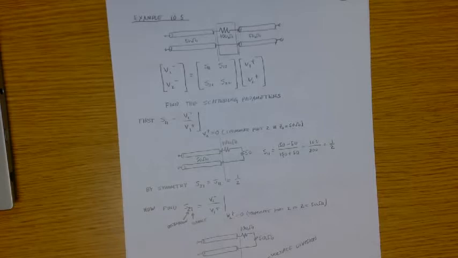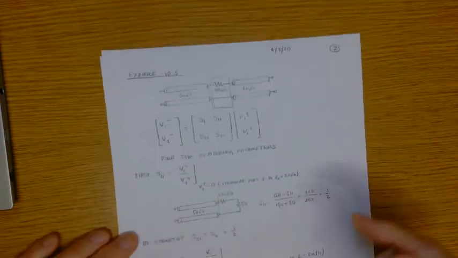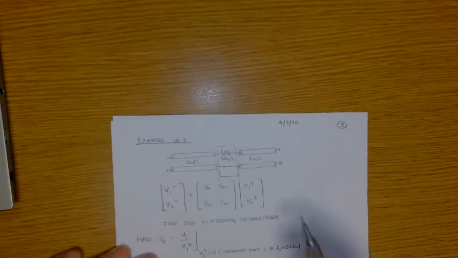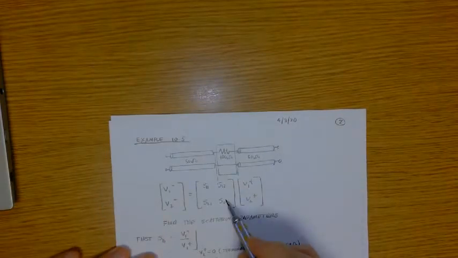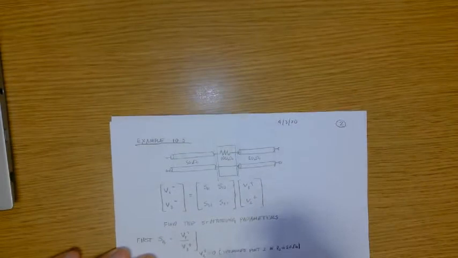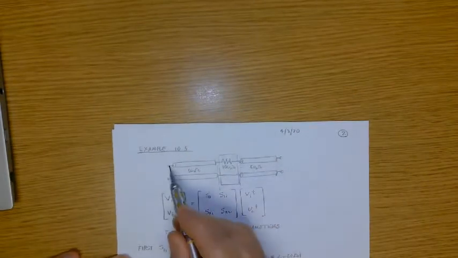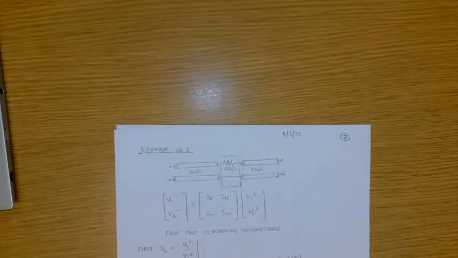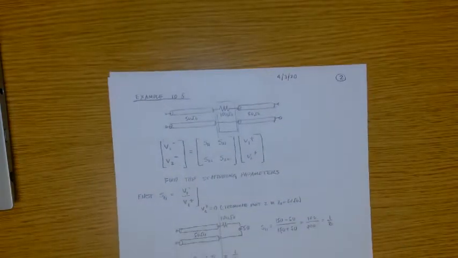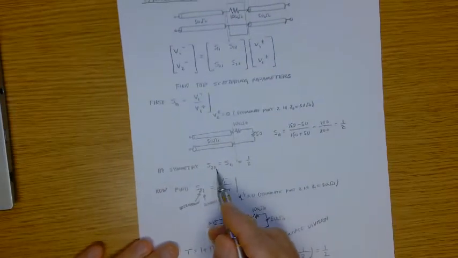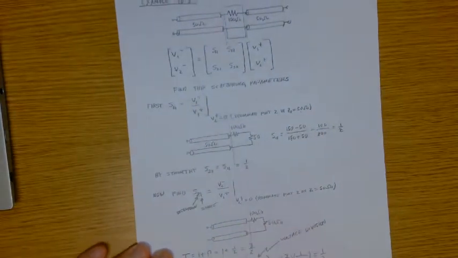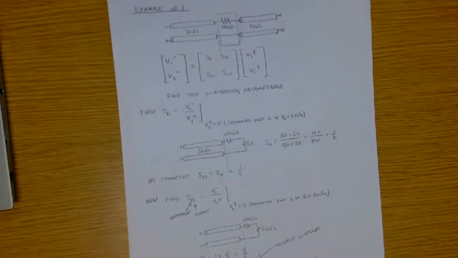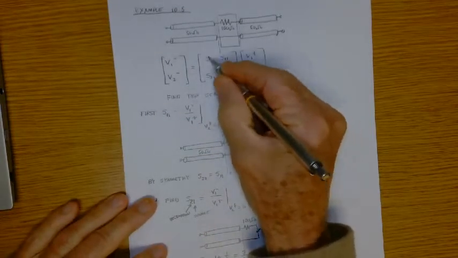Now, by symmetry, if I repeat the exercise and try to find S22, that's just going to be the reflection coefficient at this point with this port terminated. Well, I'm just going to repeat the steps that I just completed. And so clearly, because of symmetry, S11 is equal to S22, which is equal to 1/2. Okay, so 2 of the 4 scattering parameters have been determined. We got the diagonal, so we need the off diagonal terms.